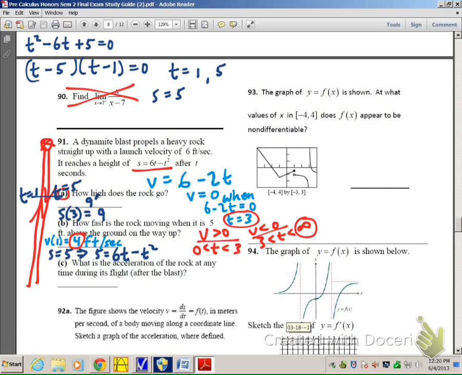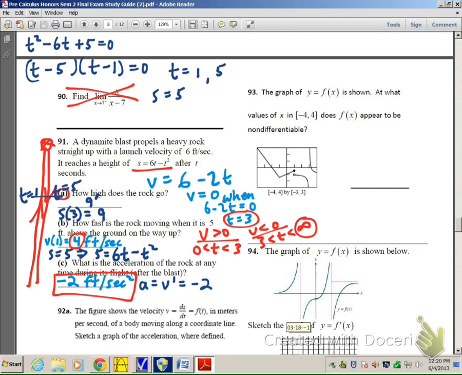What is the acceleration of the rock at any time during its flight after the blast? Well, the acceleration is the derivative of the velocity. And the derivative of the velocity with respect to t is negative 2. So negative 2 is what the acceleration is at any time, in feet per second squared. Hope that clears that up for you guys.